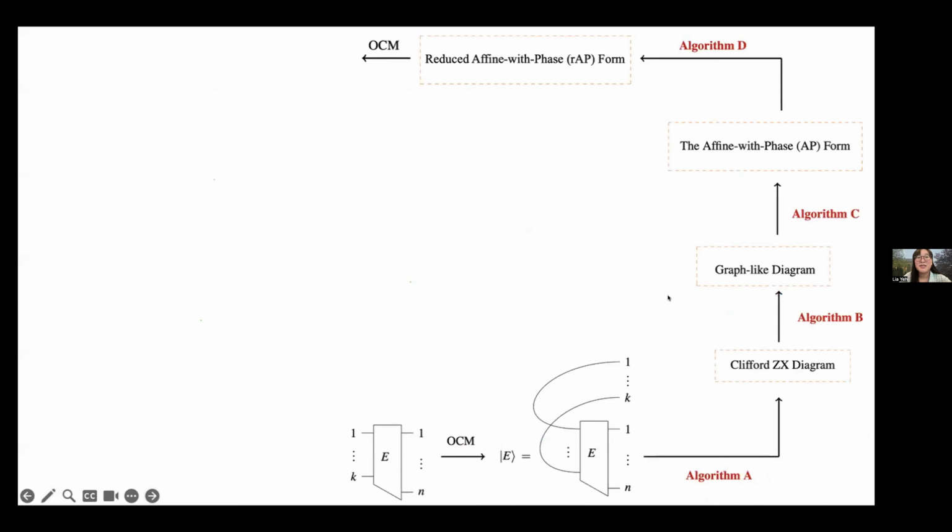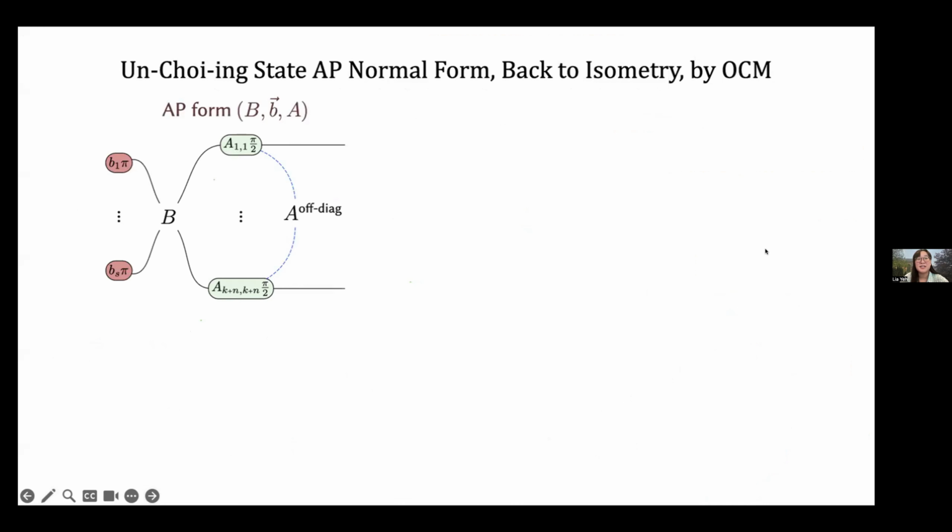So that's where we're at so far. And now to the main part of this work, which is to unchoi the state AP normal form back to isometry, and then by OCM, and then the algorithm to get to isometry AP normal form after that.